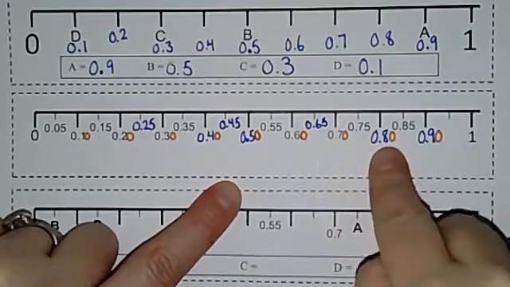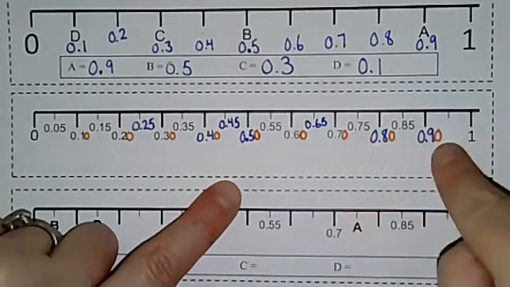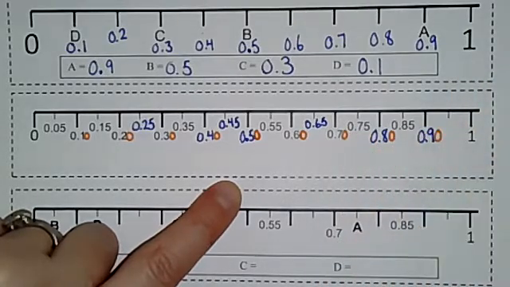Then between 70 and 80 is 75. Between 80 and 90 is 85. And what about between 90 and 1 whole? Jaden?